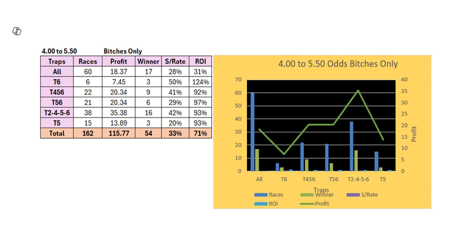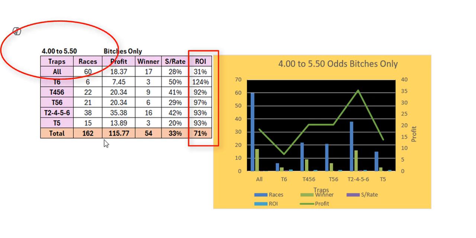Now, if you're patient, this is where it becomes really interesting, looking at the odds of 4 to 5.5. So we're looking at higher priced dogs, and we're looking at bitches only still. All traps of bitches that met that criteria and were between 4 and 5.5 just before they jumped. We had 60 races for £18 profit, 17 winners, so 28% strike rate, 31% return on investment. That's on all the traps.